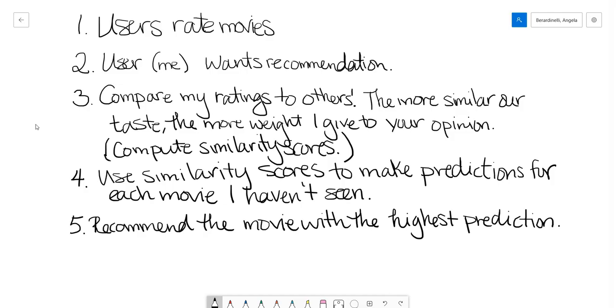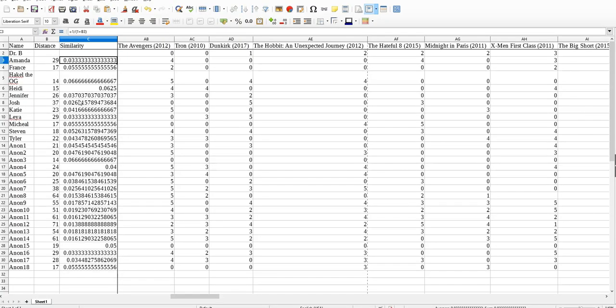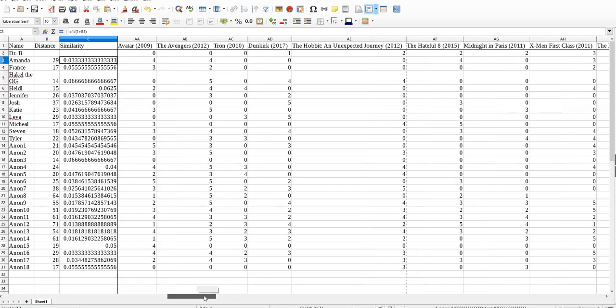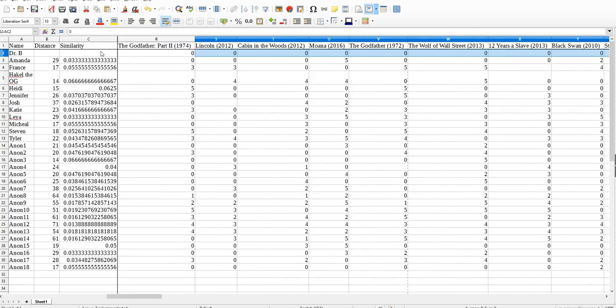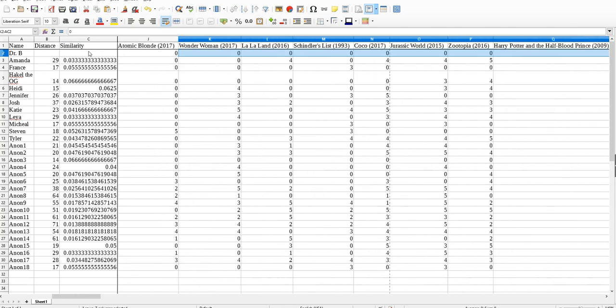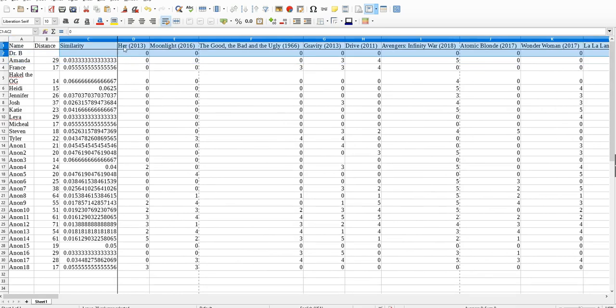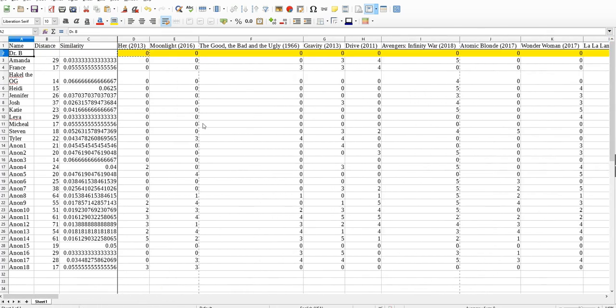Now that we have our similarity scores computed, we're able to make predictions for what your ratings predict I will think of the movies that I haven't seen yet. And so we're going to have to make space for that in our spreadsheets. I'm actually just going to overwrite these zeros. These zeros aren't important anymore. That just means I haven't seen the movie. So I'm going to highlight all of those, and we're going to replace the zeros with our predicted scores.